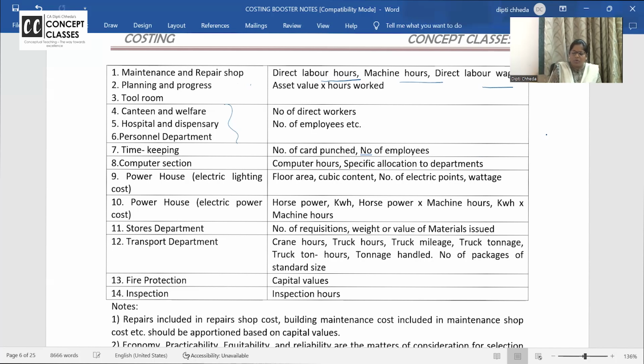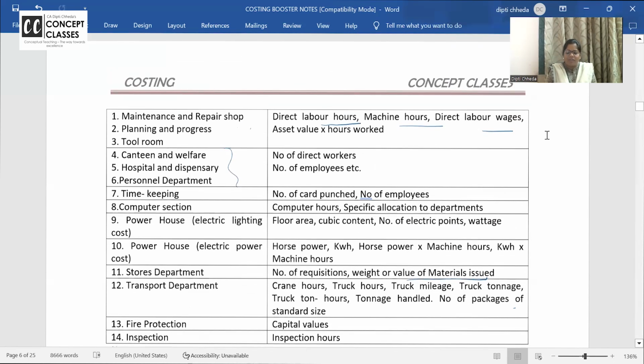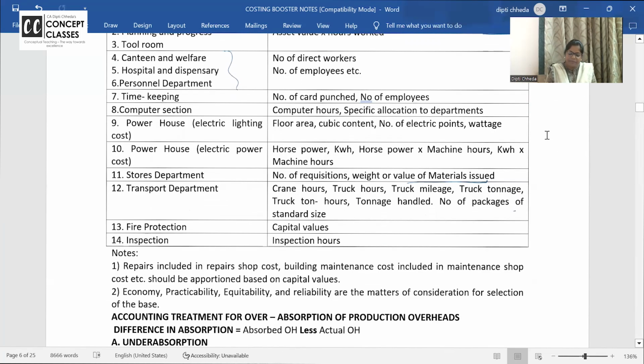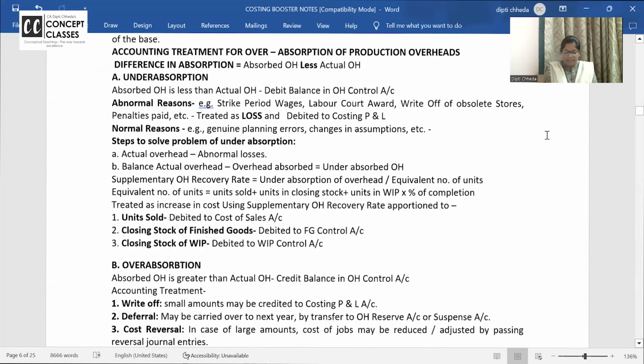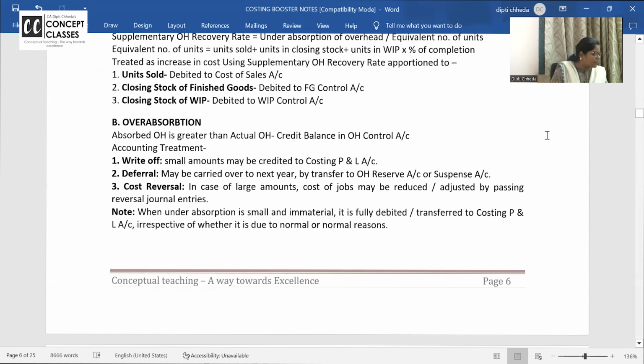Power according to the floor or light points and according to the horsepower. Stores department according to the material issued or used by each department. Transport department, how many tons of material is carried by each department. Fire protection, capital value of machinery in each department. Inspection according. Ma'am, this is looking like cost drivers जो हम absorption costing में use करते हैं, तो बिल्कुल सही है. Yes, right. Now going to this last part. ये तो non integrated शुरू हो गया, तो अब इसको खत्म.